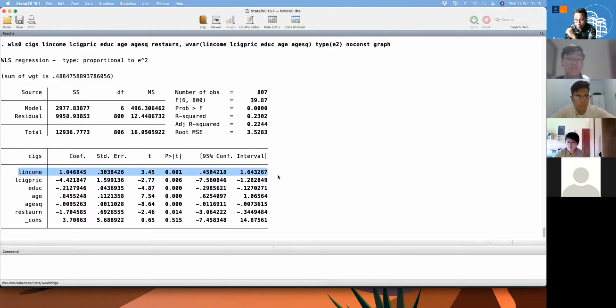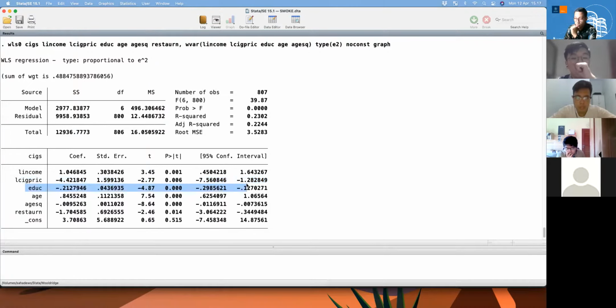Okay, so after we do the weighted least squares, now we still get a positive relationship, but now it's statistically significant. Okay, and then we also get the log of cigarette price, and we can also find that there is a negative relationship. Okay, so this is actually quite an interesting result. It's quite consistent with the theory that as prices of cigarettes go up, your demand for cigarettes goes down.